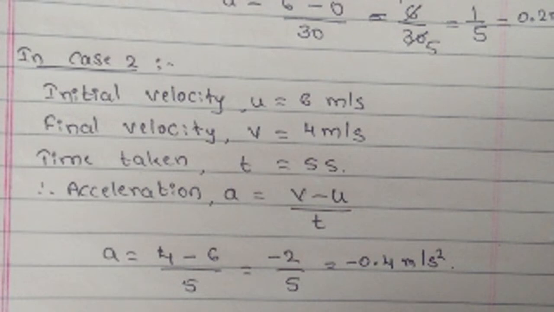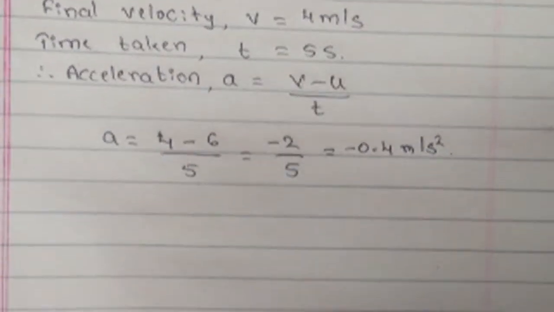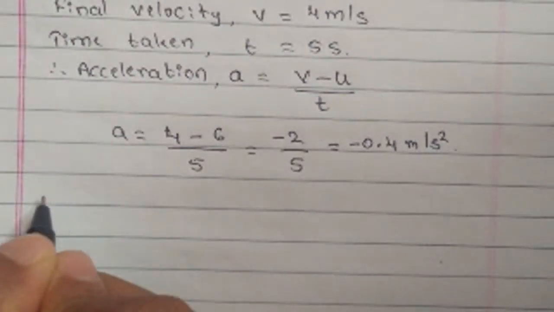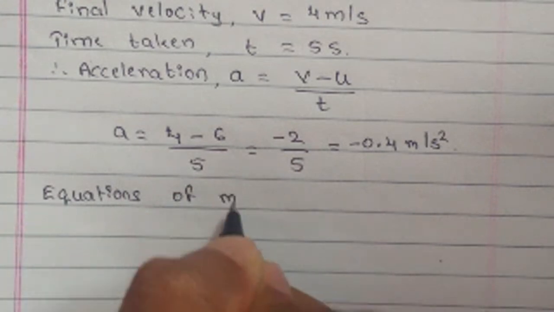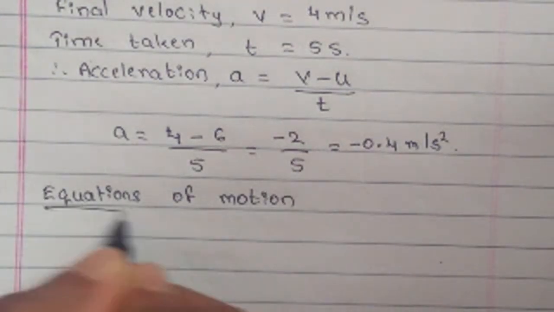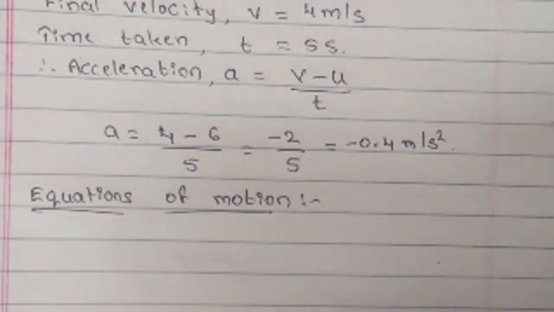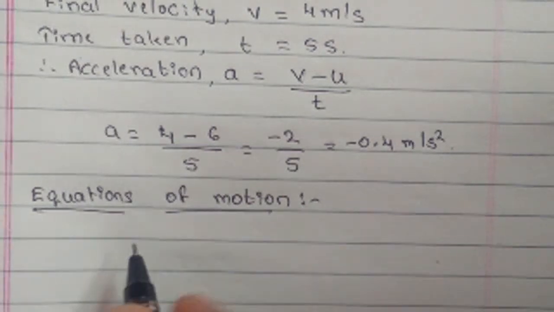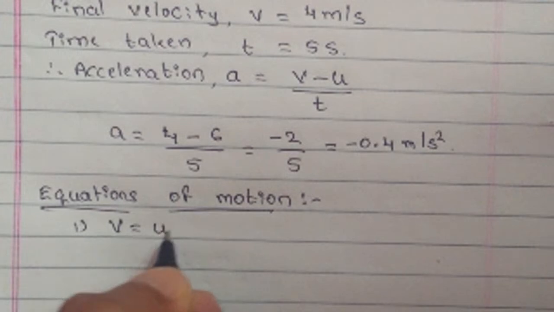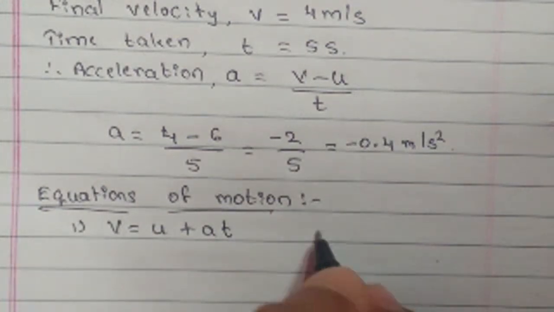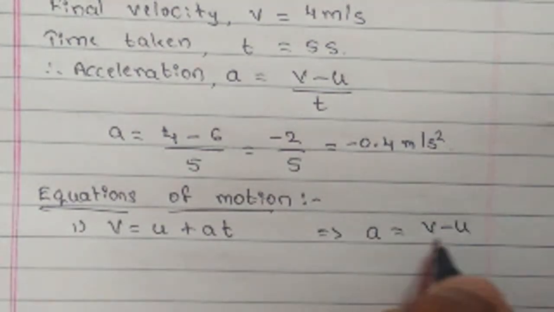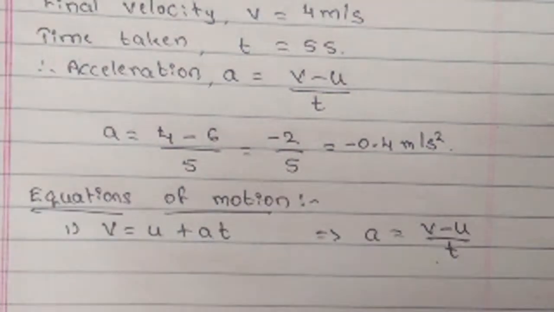Before going to the next examples, we have three equations of motion. I'll write those equations here. Equations of motion. So totally we have three equations. The first one, v is equal to u plus at. Or another form of this is a is equal to v minus u divided by t. Another form of the first expression.